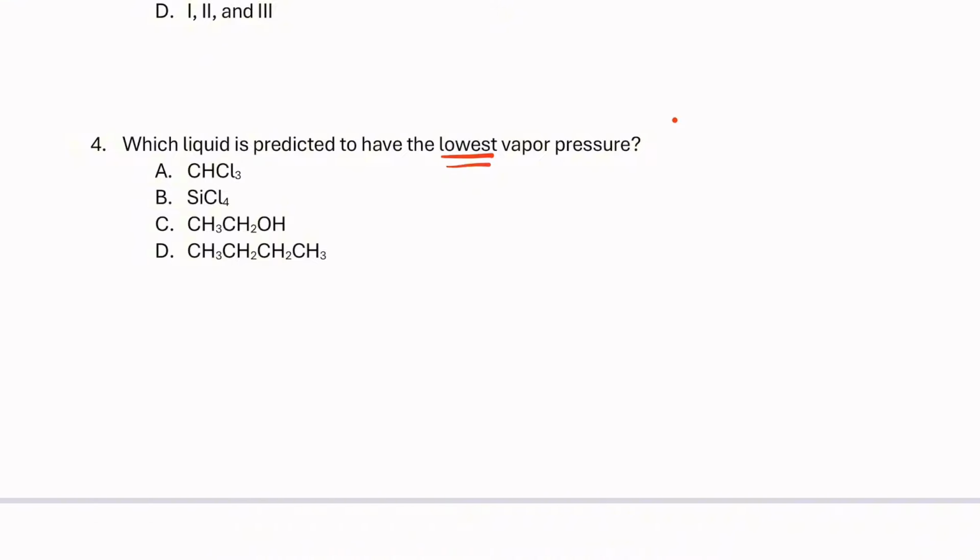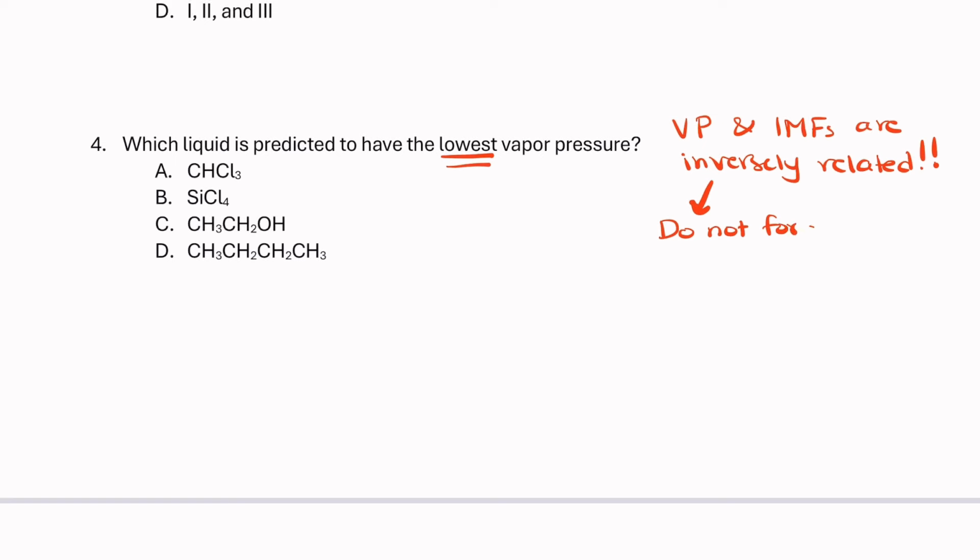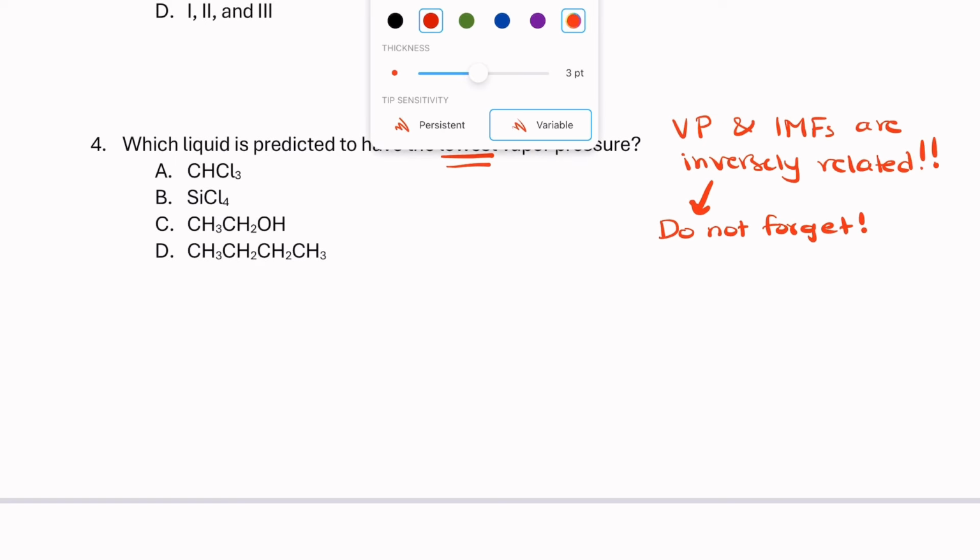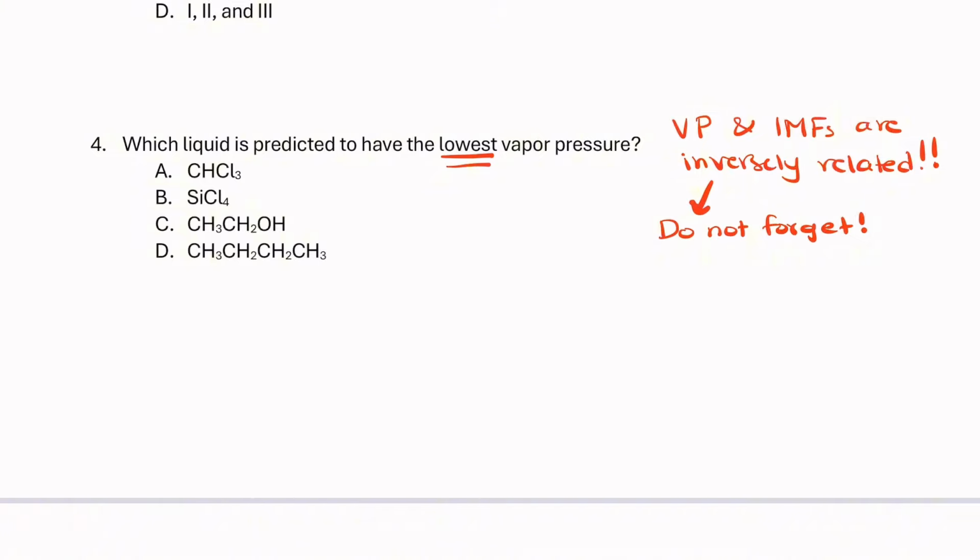In order to answer this problem correctly, you need to remember the inverse relationship between intermolecular forces and vapor pressure. The stronger the intermolecular force, the lower the vapor pressure. The weaker the intermolecular force, the higher the vapor pressure. So we're going to go through each option carefully and identify whether each given substance is polar or nonpolar and what intermolecular forces are present. Then we just need to identify the strongest intermolecular force, and that substance will have the lowest vapor pressure.